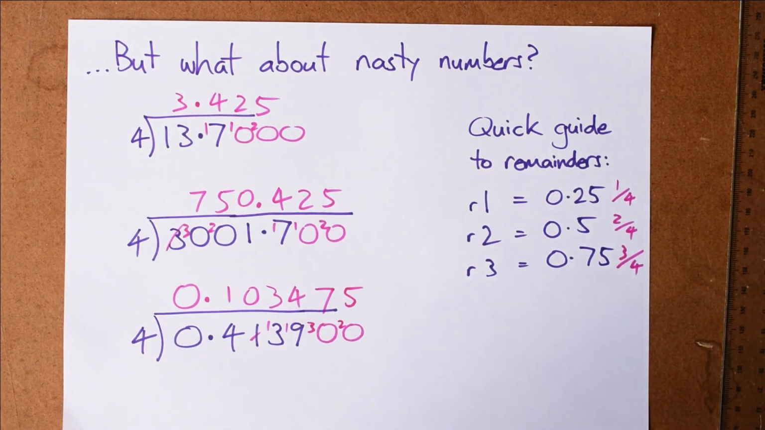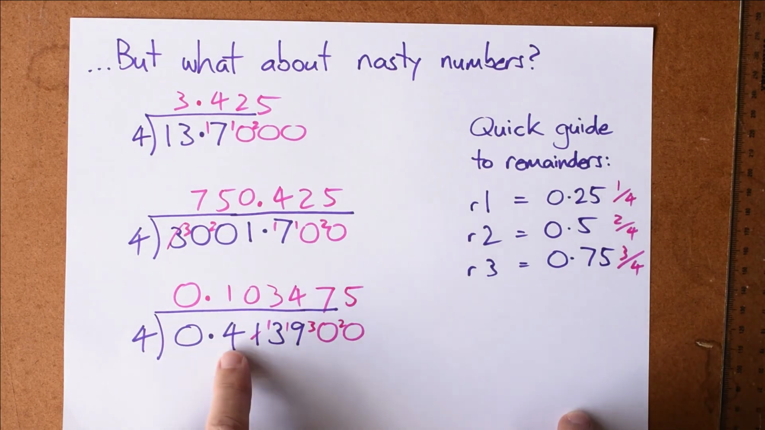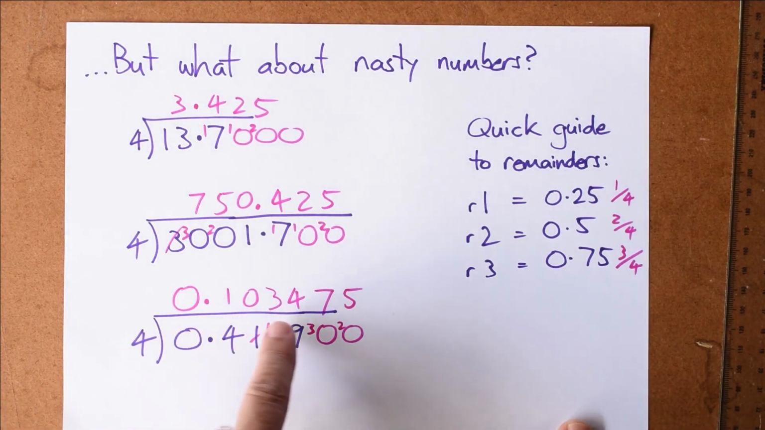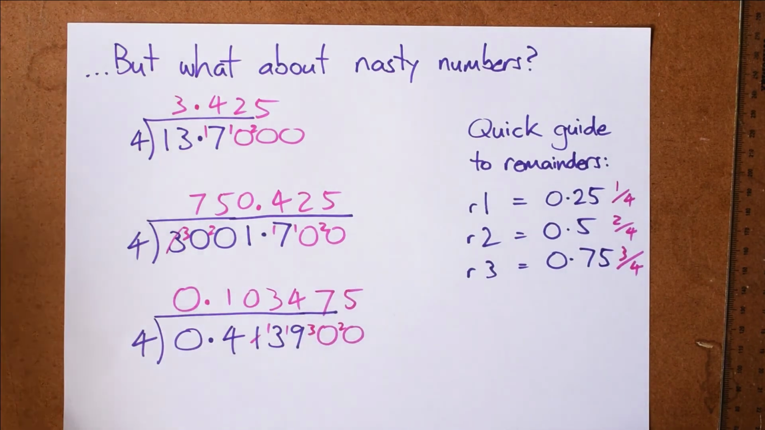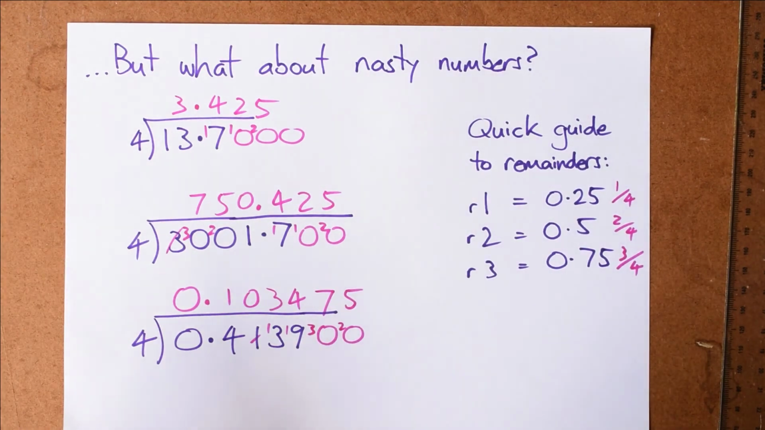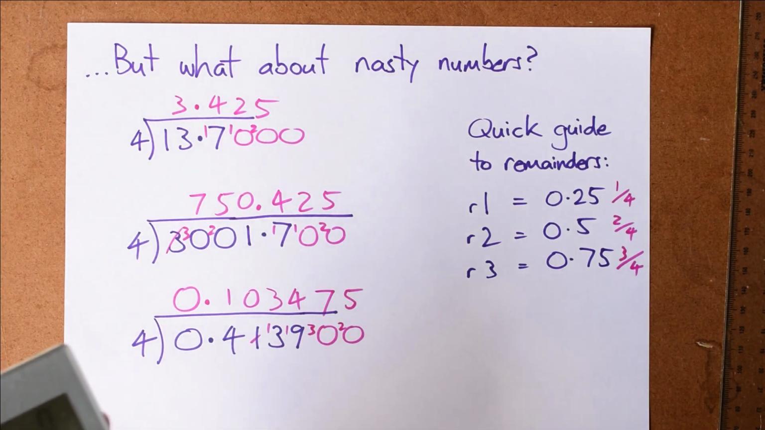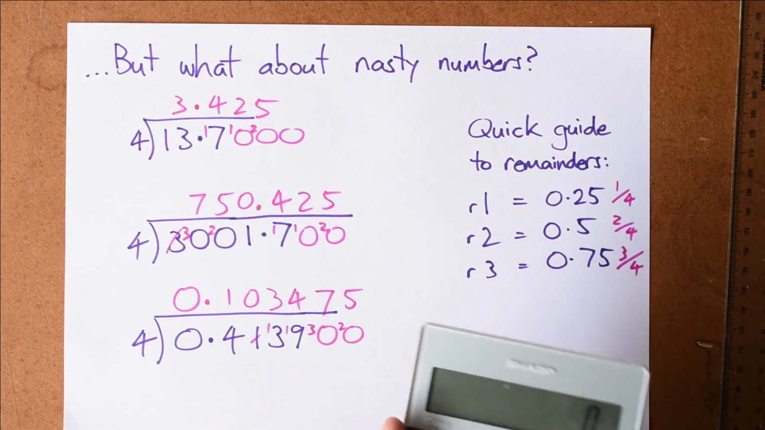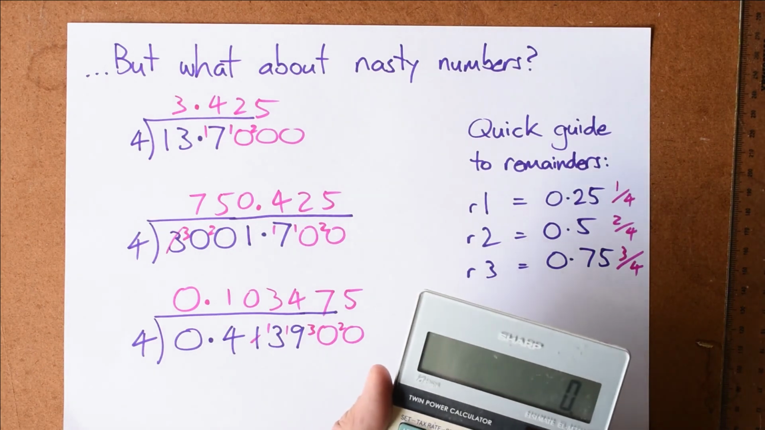Now my very tiny number 4.4139 divided by 4 gives me 0.103475. What? It's a complicated little number, but you can easily do it if you just keep to the pattern and follow the same rule that you did with any of the other numbers. It's not too bad.